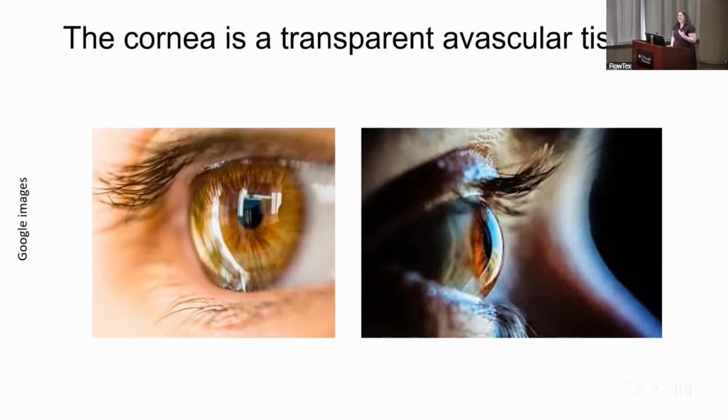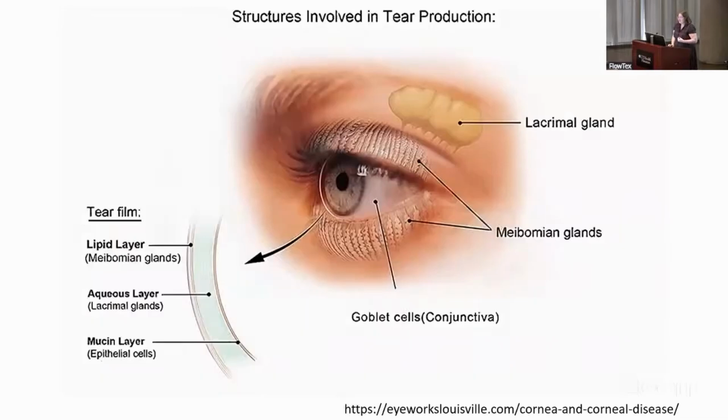And your eye has to stay wet in order for you to have clear vision because you need a smooth ocular surface for light to clearly enter the eye and hit the retina. And so what keeps it smooth and wet is the tear film. And the tear film is made up of 3 components. The first is the lipid layer.